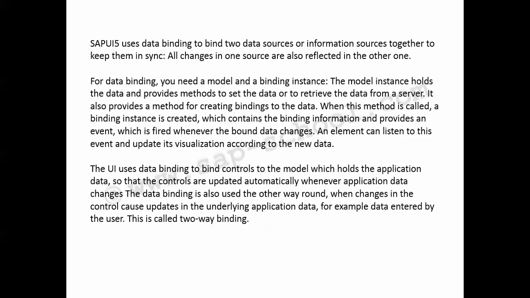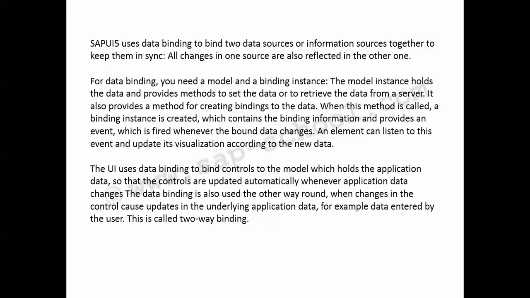Then we have the data binding. First of all, SAP UI5 uses data binding to bind two data sources or information sources together to keep them in sync. All the changes in one source are also reflected in the other one. For data binding, we need a model and a binding instance. The model instance holds the data and provides the methods to set the data or to retrieve the data from the server. It also provides a method for creating the bindings to the data.